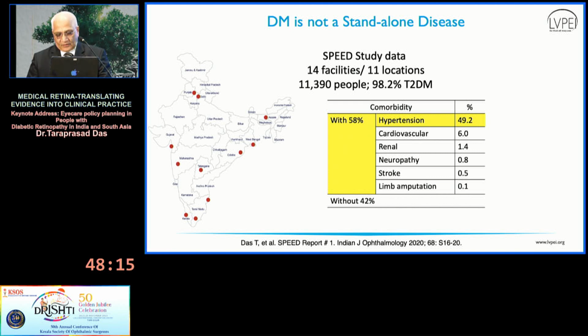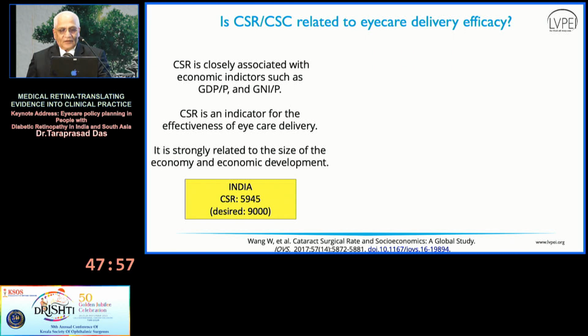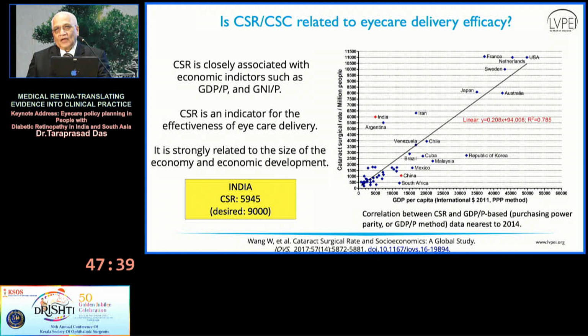Similar to diabetes, retinopathy is also not a standalone disease. Incidentally, the amount of people with diabetic retinopathy who have cataract is very high, which is 77.7%, non-operated or operated together. But why am I talking about cataract in a situation like diabetic retinopathy? Because cataract actually signifies the robustness of healthcare, or eye care for that matter. In India today, CSR is 5,900 or 6,000, which is very, very high, but the desired is actually 9,000. That means you are still behind even though they are doing so-called good. Let's see what actually happens.